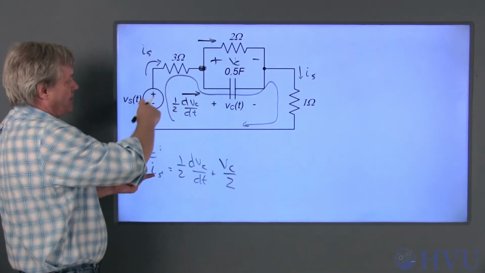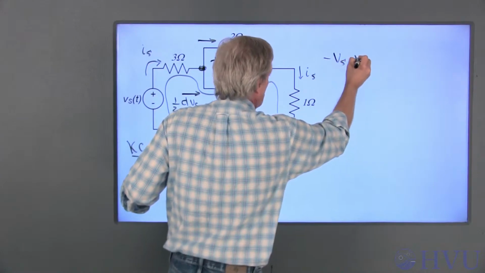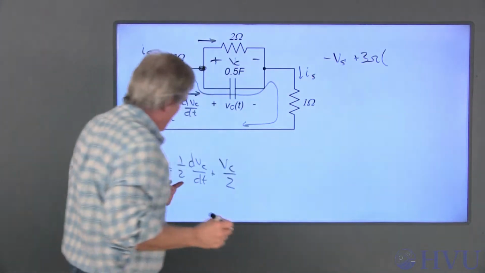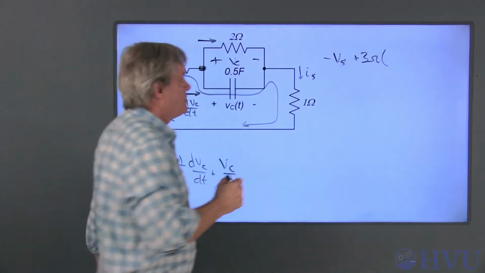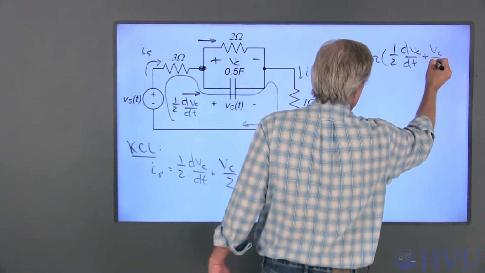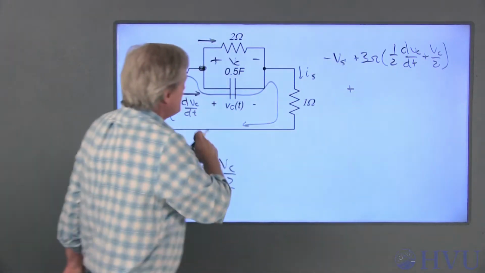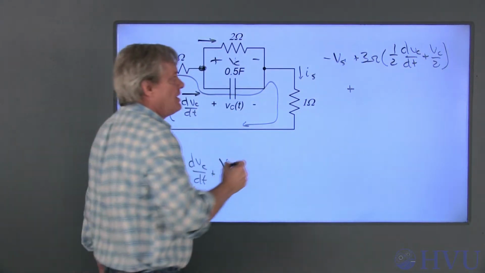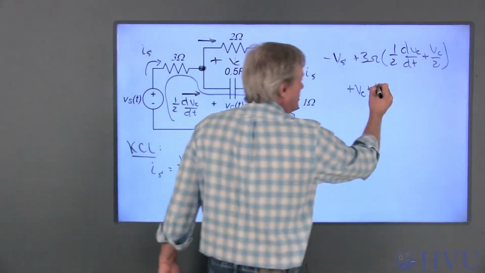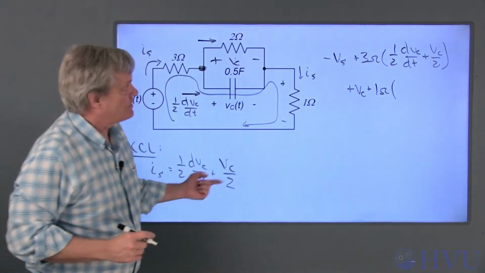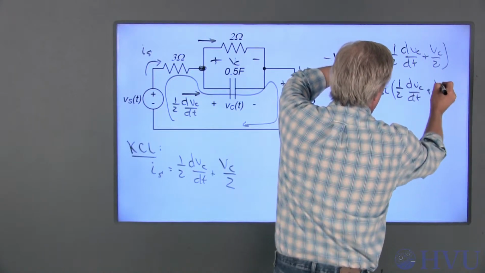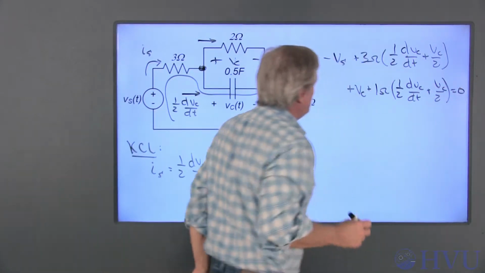Now let's do my KVL around this loop. So I have minus Vs plus 3 ohms times Is. Is is 1/2 dVc/dt plus Vc over 2. Plus the voltage across the capacitor, which is just Vc, plus this voltage, which is 1 ohm times Is, which is still 1/2 dVc/dt plus Vc over 2, and that sums up to 0.